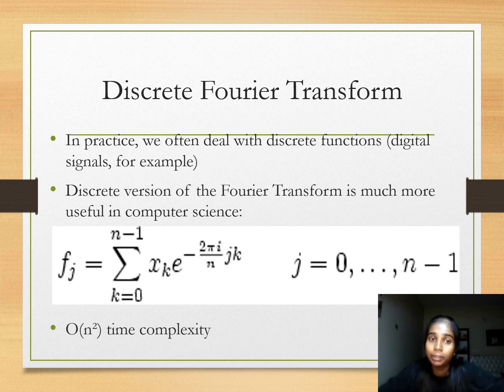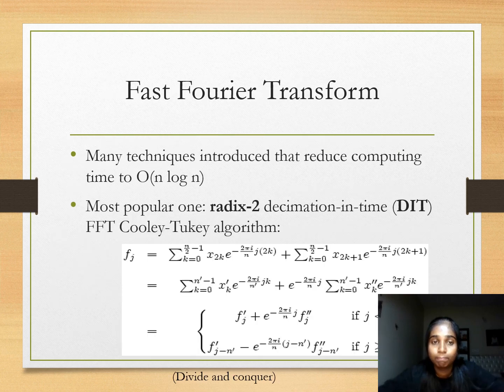Discrete Fourier transform. In practice, we often deal with discrete functions, that is, digital signals. For example, the discrete variation of the Fourier transform is much more useful in computer science. Its formula is represented as F of j, which is equal to the sum over k equal to 0 to n minus 1 of x_k e to the power minus 2 pi i divided by n times jk, where j is equal to 0. The fast Fourier transform, in many of the technologies introduced, reduces the computation time from n squared to n log n.